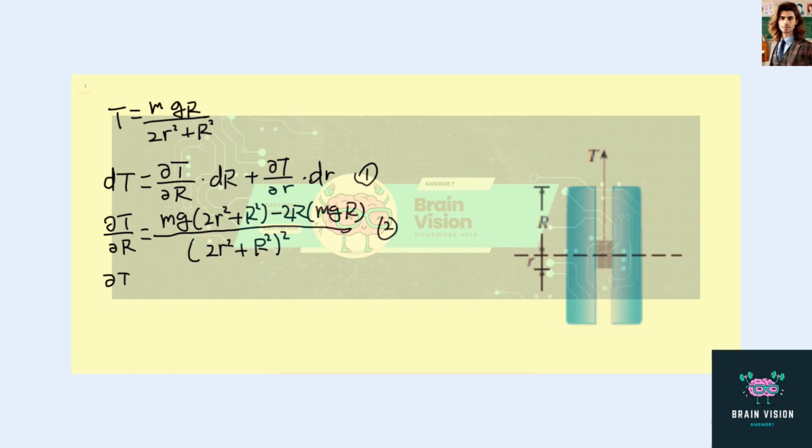Similarly, we can calculate the partial with respect to lowercase r by thinking of uppercase R as a constant and lowercase r as a variable. So the derivative of the numerator function should be 0 because the numerator function doesn't contain any lowercase r, multiplied by the denominator function, subtracted by the derivative of the denominator function, which is 4r, multiplied by the numerator function, divided by the denominator function squared. And this is our equation number 3.